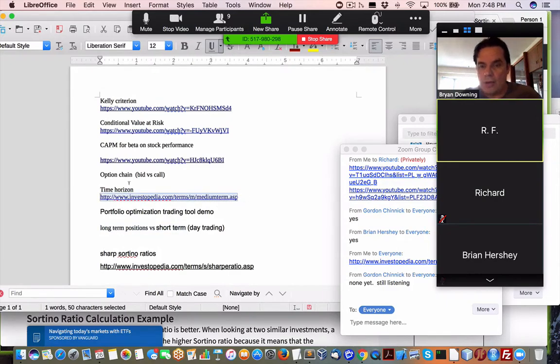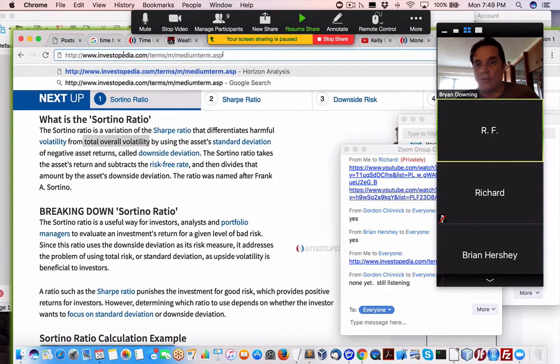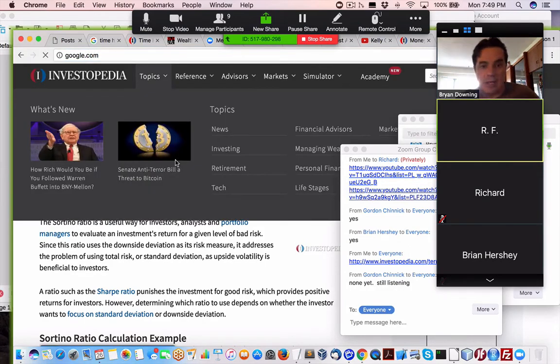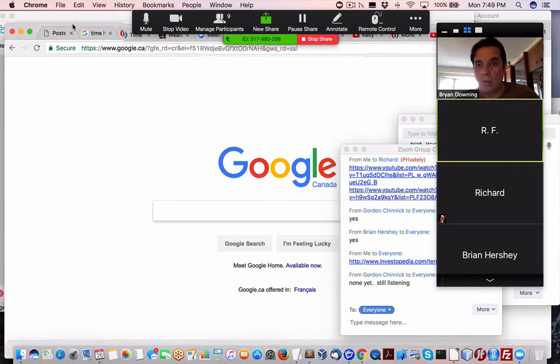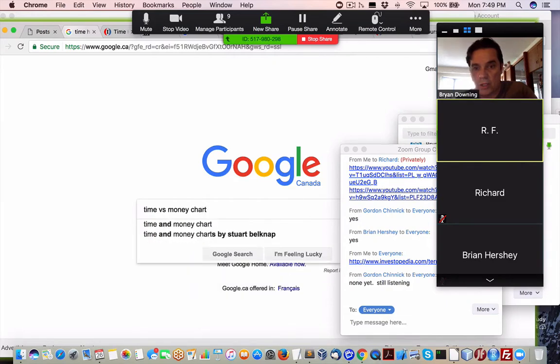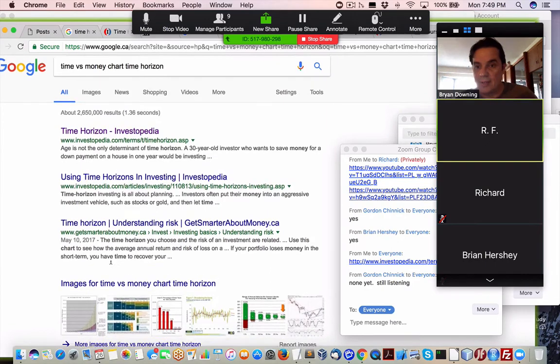So there is a chart I wanted to show, the time horizon of your position versus the return. I'm just going to try to find that chart. Just bear with me here. I'm sure a lot of you are familiar with it. Okay. Anybody got any questions so far? Just let me know. Time versus money chart. That's a time horizon. Let's see if we can pull that simple thing up.